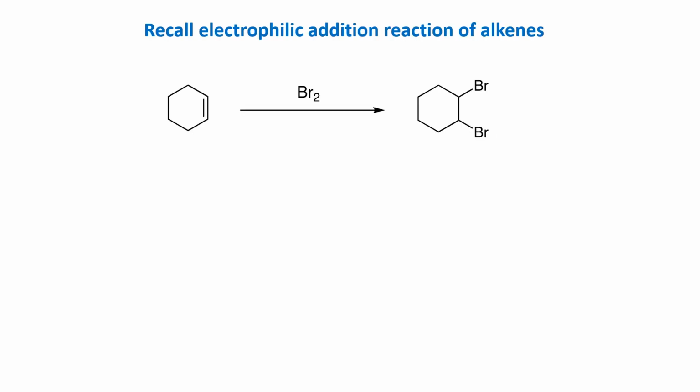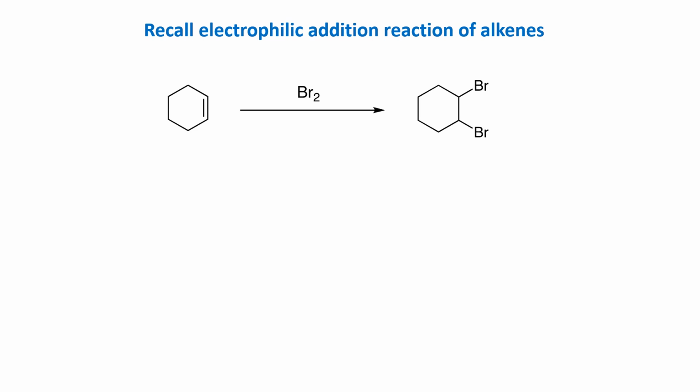In this week's video, we'll look at electrophilic aromatic substitution reactions, a new class of reactions. You should recall from week 2 that alkenes undergo electrophilic addition reactions. And in the example on this slide, you can see cyclohexene reacting with bromine in an addition reaction to give 1,2-dibromocyclohexane as the product. In this reaction, the pi bond in cyclohexene is replaced by 2 sigma bonds to the bromine atoms, and overall a molecule of bromine is added to the cyclohexene structure.